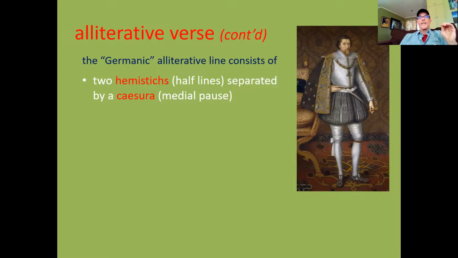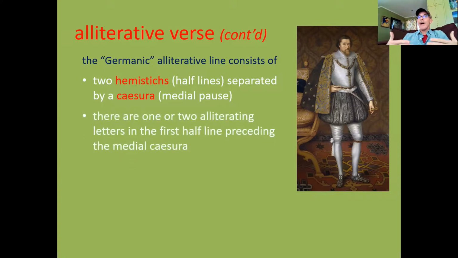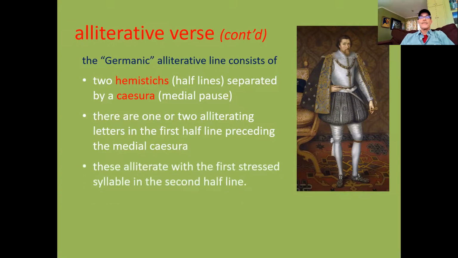So here are the elements. You've got two hemistichs, okay? These are half lines that are separated by a caesura or medial pause, all right? So two parts of a line that are separated, I should say, by that medial pause, and they are joined by the alliterative words, okay? There's one or two alliterating letters in the first half line preceding the medial caesura, and these alliterate with the first stressed syllable in the second half line.